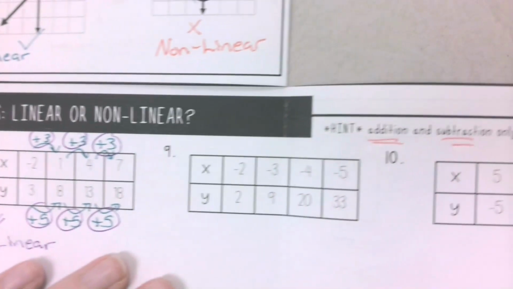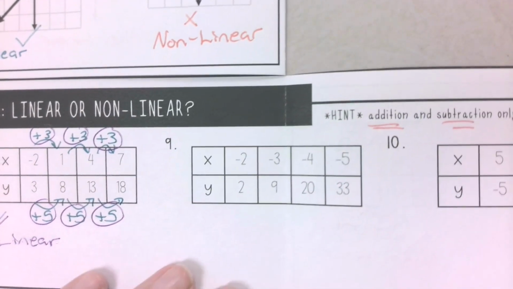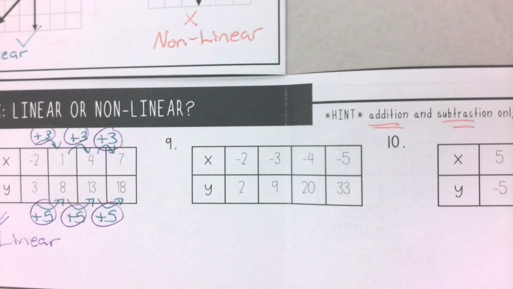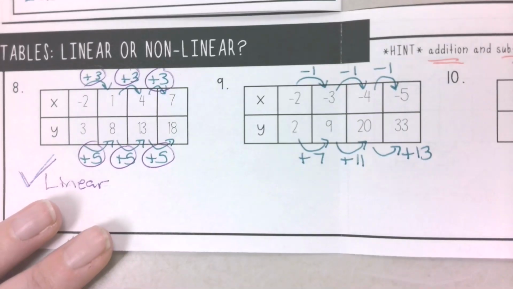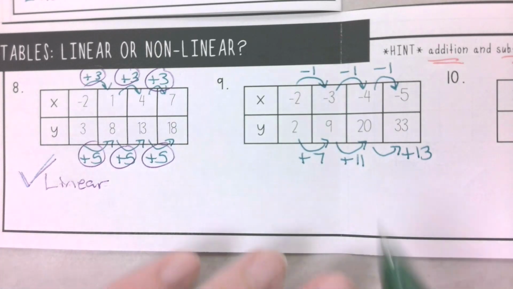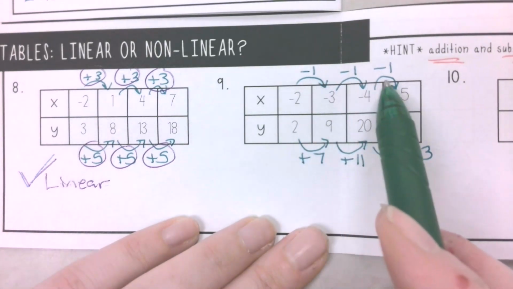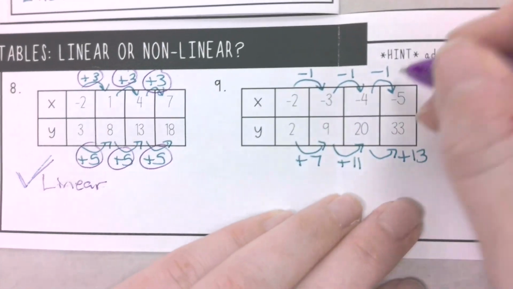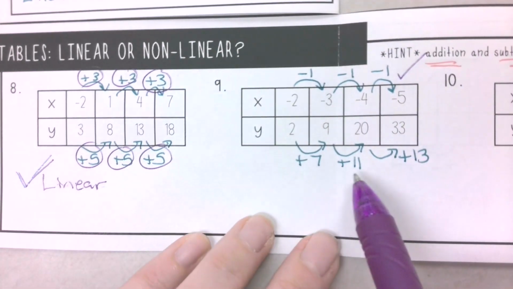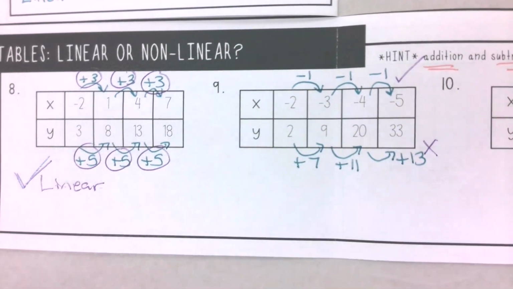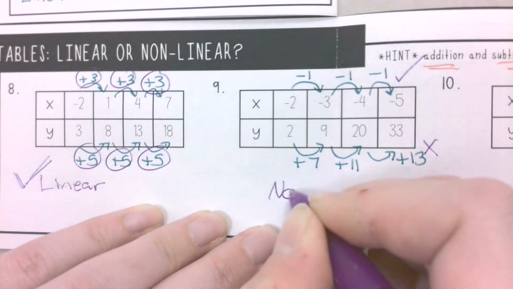Good. Let's try this one. Can you guys try it ahead of me? Try to decide if it's linear or non-linear. Okay, I'm hoping that you saw this, that it was -1, -1, which means, okay, that side worked. But then here it's plus 7, plus 11, plus 13. That one doesn't work. So this is non-linear.